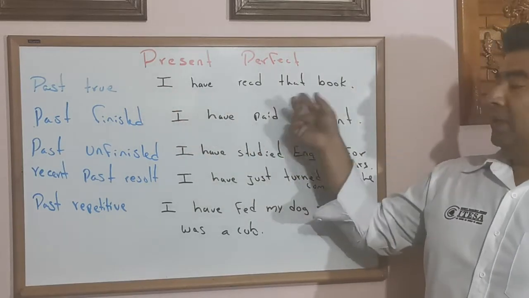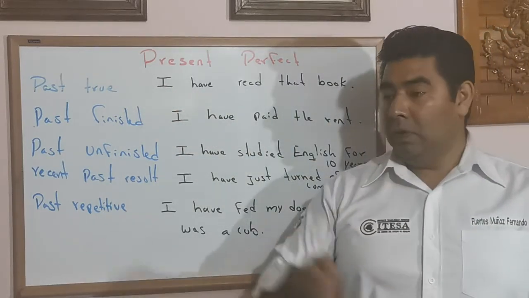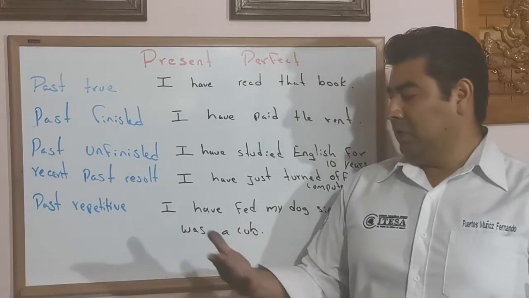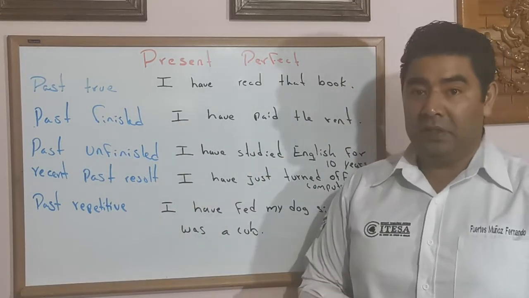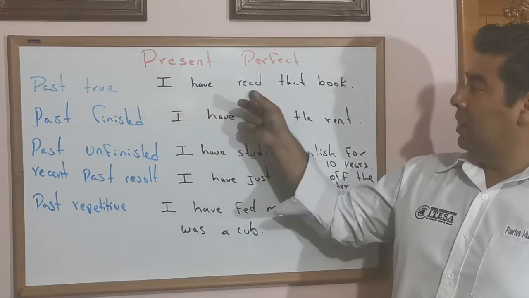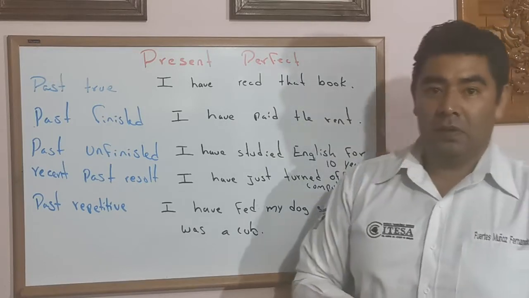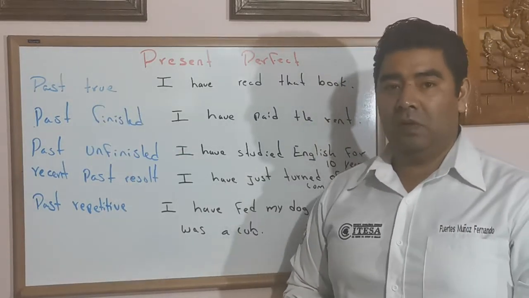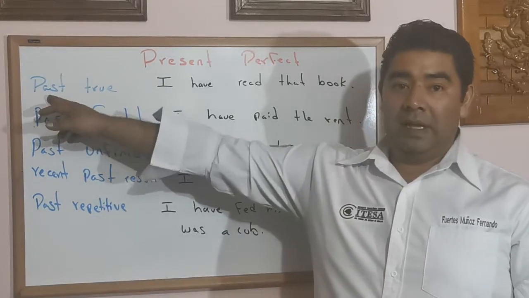So, the past true events. I have read that book. Example, somebody says, oh, hey, have you read this book? It's amazing. And you say, oh yeah, I have read it. I have read that book. Yo he leído ese libro. ¿Ok? Estás hablando de algo verdadero, de una acción real y están en el pasado.